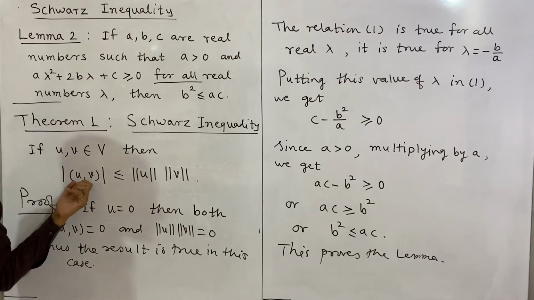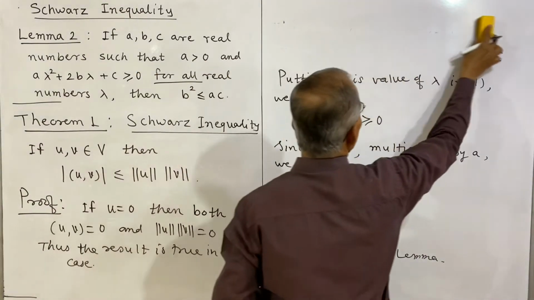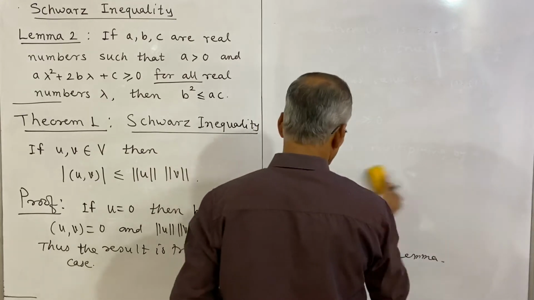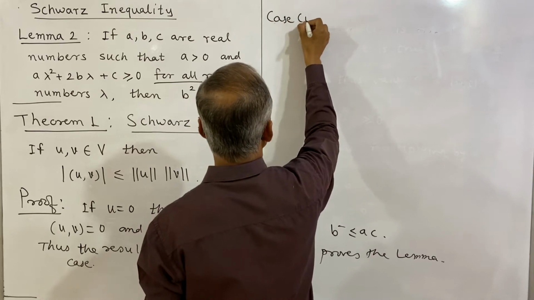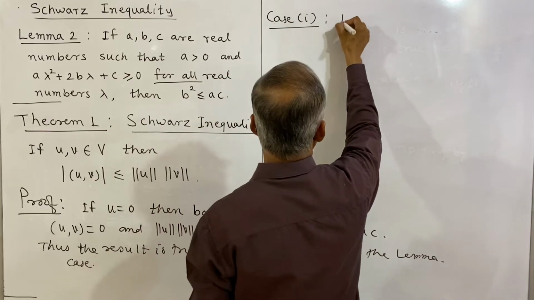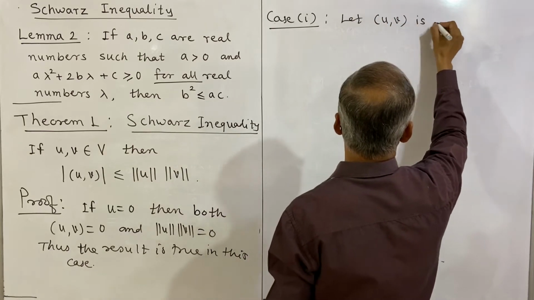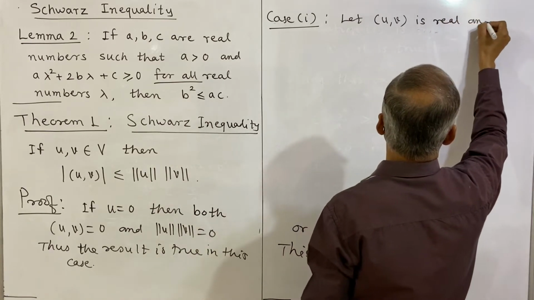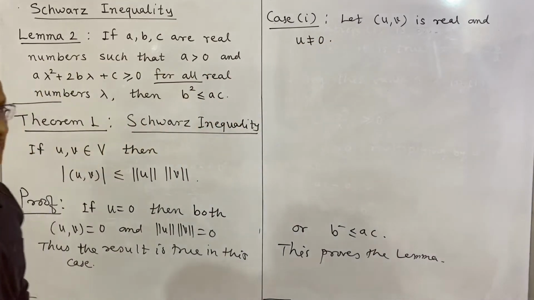Then the inner product will not be 0. But there are two cases: the inner product is either real or complex. We shall consider these two cases one by one. The first case we shall consider is that the inner product of u and v is real, and u is not equal to 0. This is our first case.